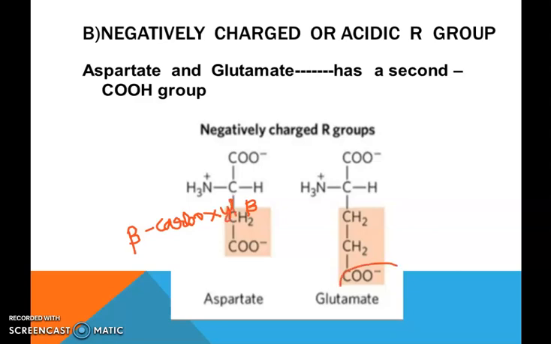Now, this also has a second carboxyl group. We can say this is the alpha carbon, this one is the beta carbon, this is the gamma carbon. So, we can say that it has a gamma carboxyl group.